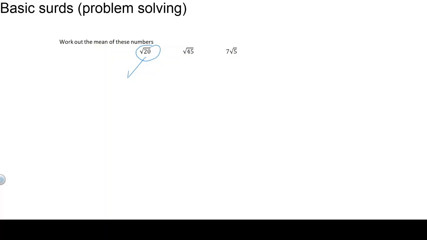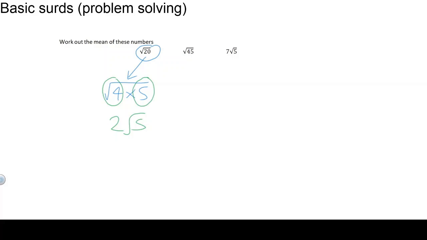So now, what two numbers multiply together to give you 20? The first number you think of has to be a square number. It's going to be 4 times 5. Square root of 4 is 2, and then square root of 5, well, 5 is not a square number, so you just leave it in surd form, square root of 5.